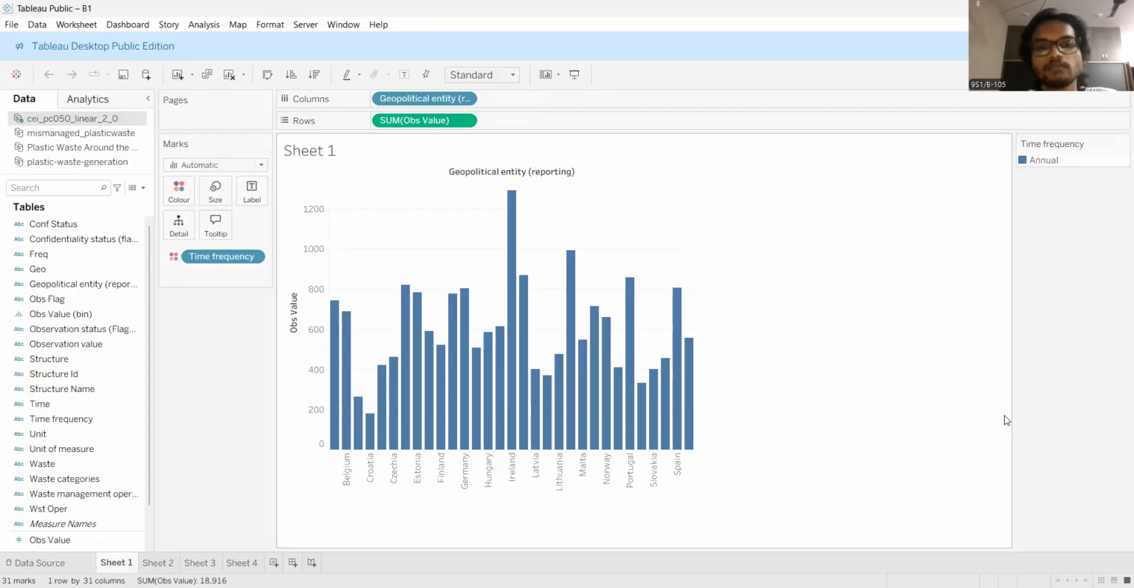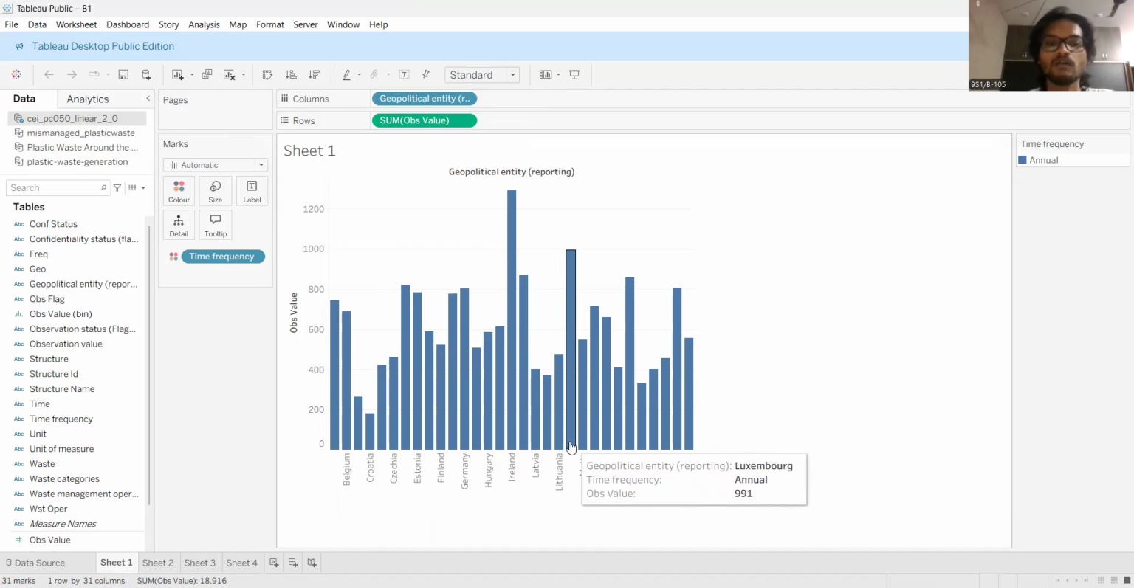So the first sheet shows a bar chart of plastic-related observations across several European countries, such as Belgium, Germany, Spain, Portugal, Slovakia, and Norway. On the x-axis, we have the geopolitical entities, meaning the different countries. On the y-axis, we have the observed value, which represents the overall level of plastic packaging waste or consumption captured in the dataset. For example, Ireland and Lithuania show some of the highest values, indicating higher levels of plastic packaging waste or reporting intensity. Countries like Croatia and Latvia, on the other hand, appear much lower in comparison.